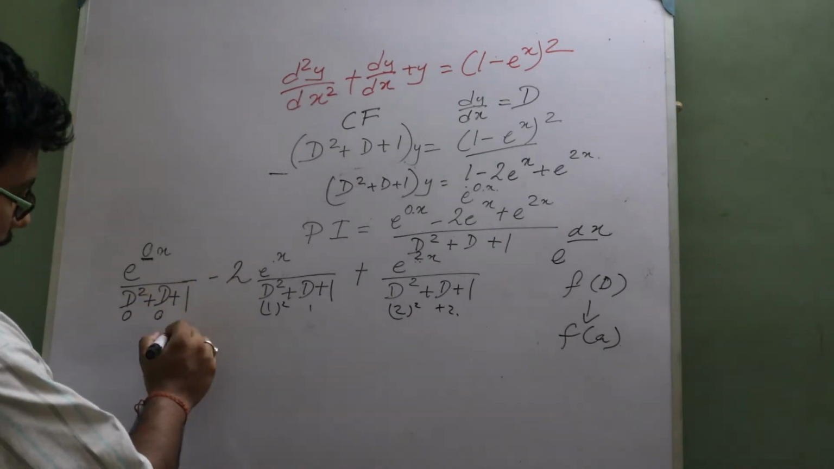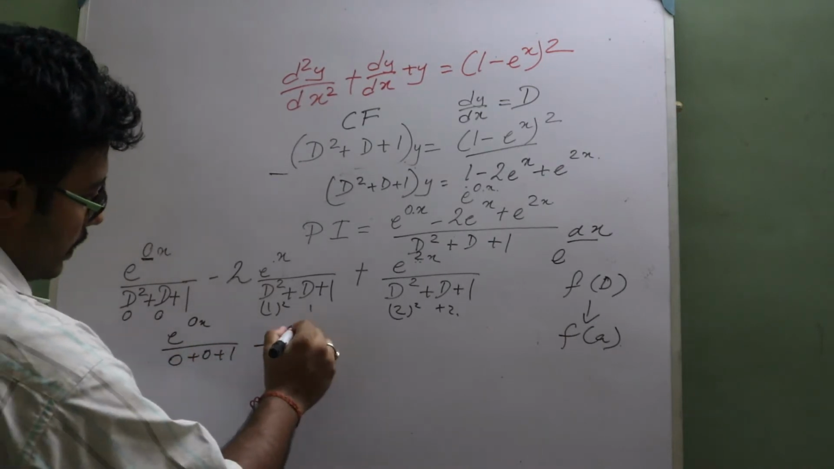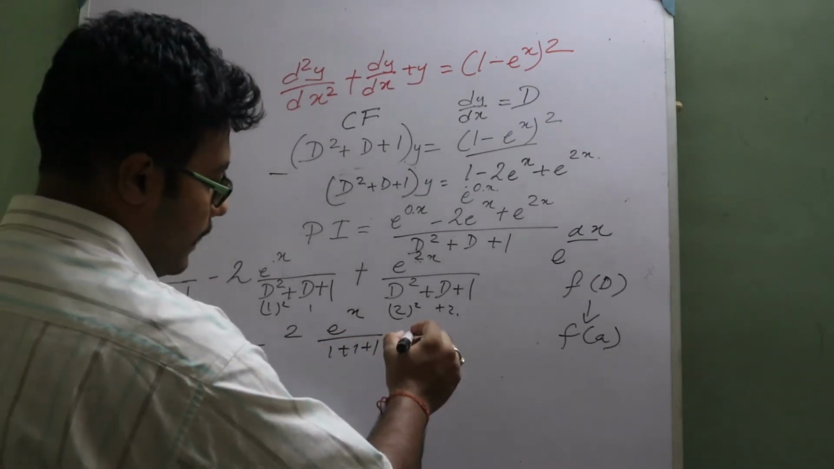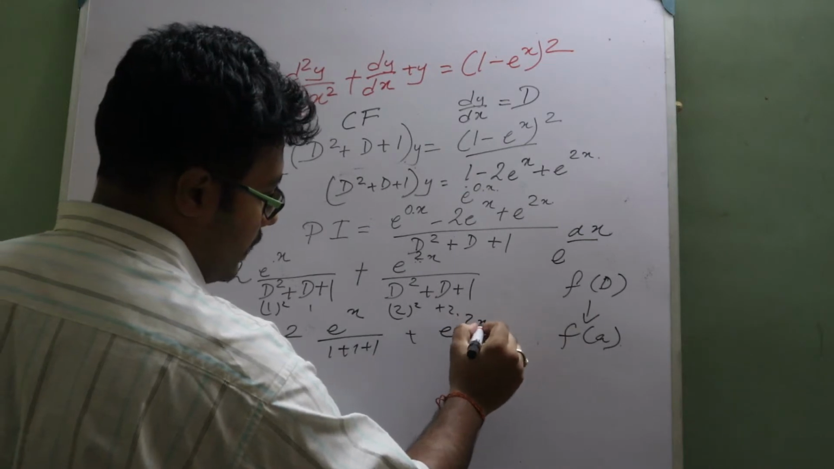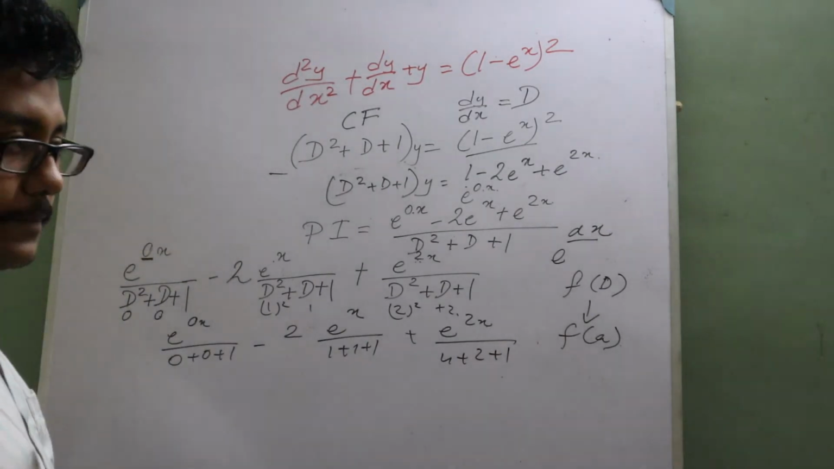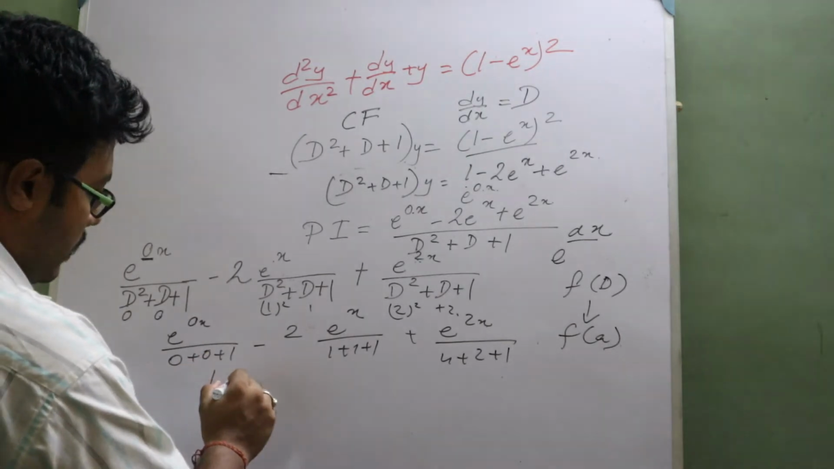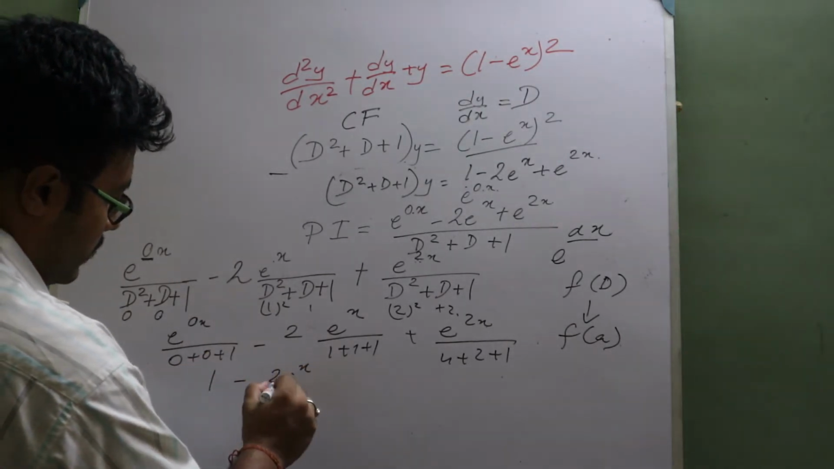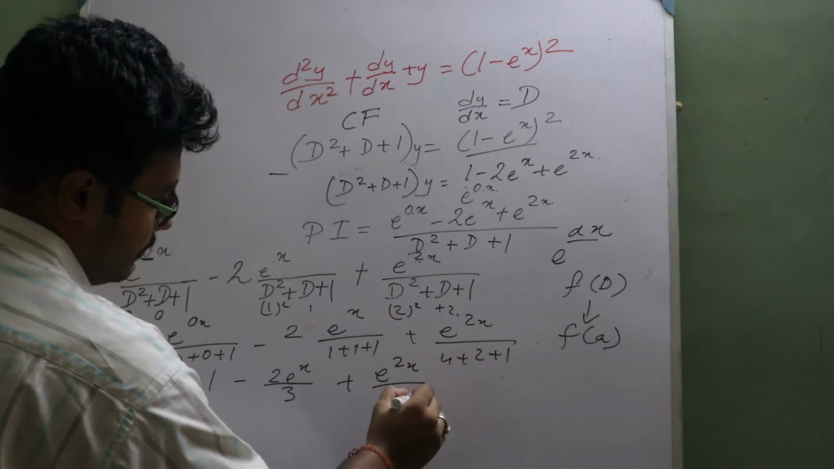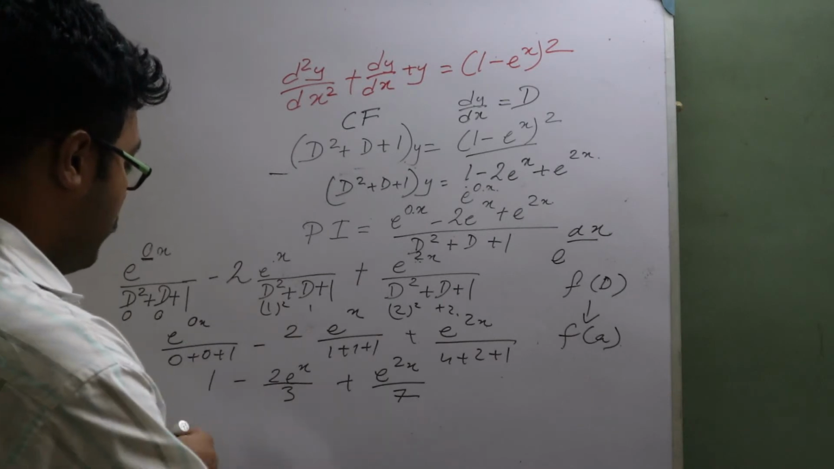Okay, so what we get is e to the power 0x by 0 plus 0 plus 1, minus 2 into e to the power x by 1 plus 1 plus 1, plus e to the power 2x by 4 plus 2 plus 1. So at the end what we get is 1 minus 2 e to the power x by 3 plus e to the power 2x by 7. This full portion will form the PI.